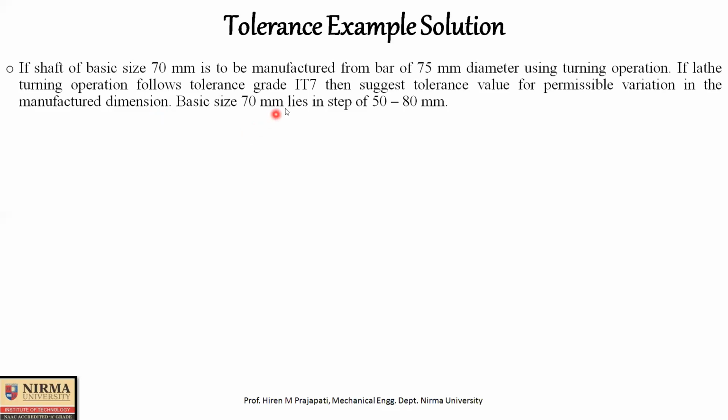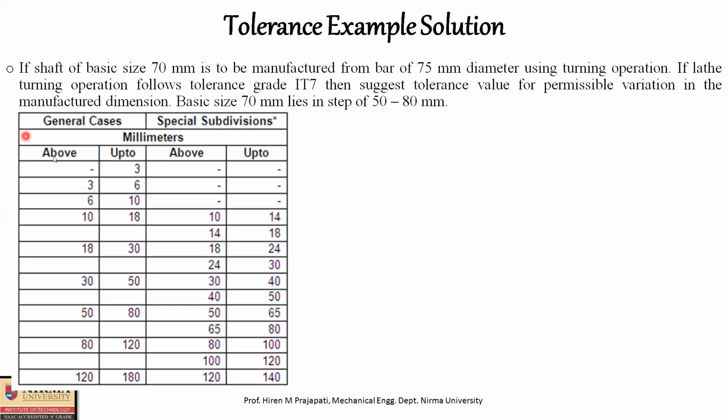When basic size 70 mm lies in the step of 50 to 80 mm. So you remember this table, general case and special case. 70 mm is in the range of 50 to 80. You can clearly see here 50 to 80, so we are following the general case. If you were following the special case, since 75 mm is in the range of 65 to 80, please take care. Here it is already recommended to follow the general case. So you need to follow the 50 to 80 step size, so capital D1 would be 50 and capital D2 would be 80 as per the general case.